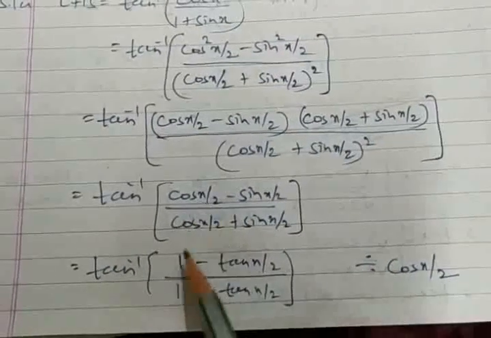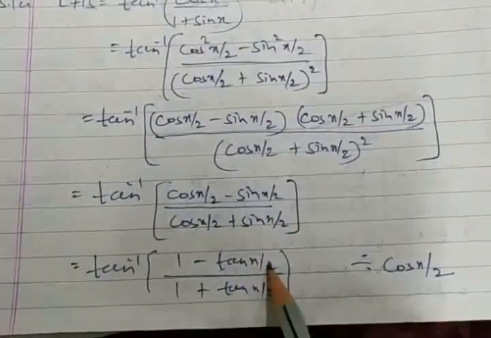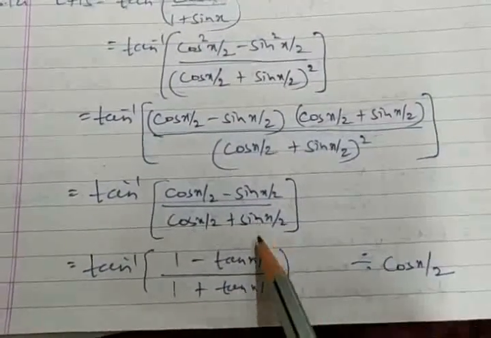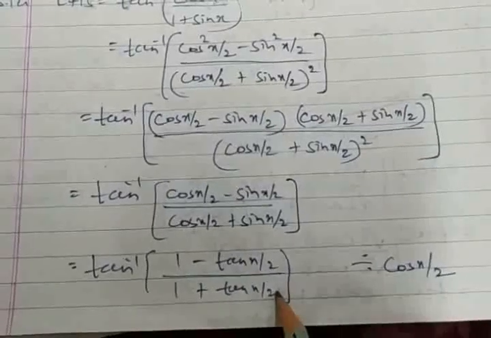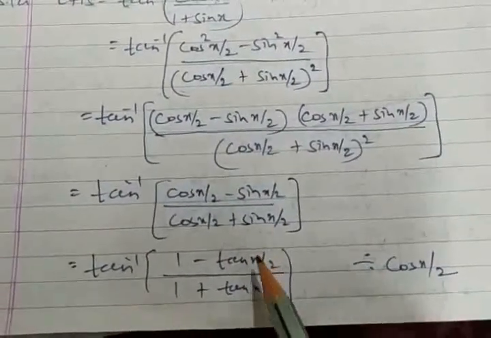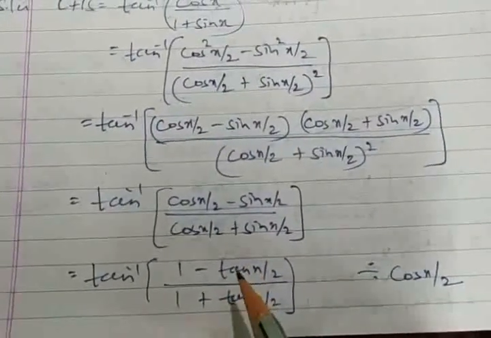So divide by cos x by 2 is 1, divide by cos x by 2 is tan x by 2. Divide by cos is 1, divide by cos is sin by cos, which will reduce to tan x by 2. So in this situation again, which formula comes to your mind? This is a common situation. Maximum questions you'll be approaching in this method only.